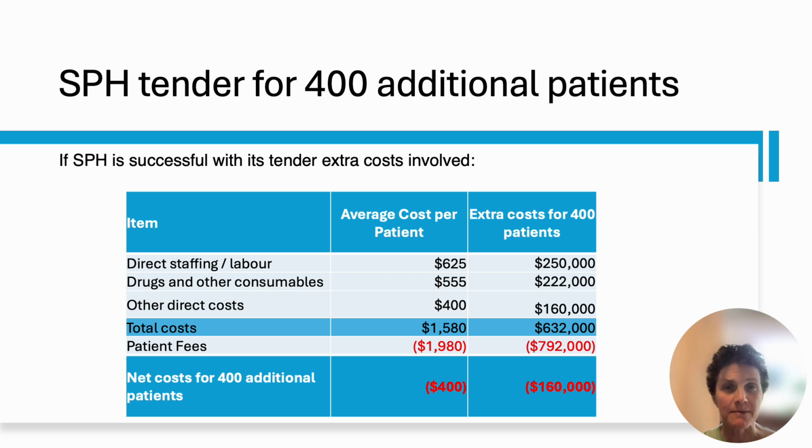Question 4 asks about the minimum bid that the hospital should make. This is $160,000, which will cover the increased cost of treating the 400 additional patients.